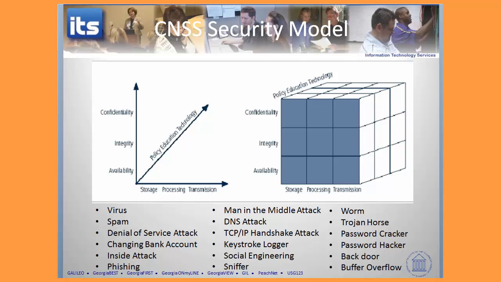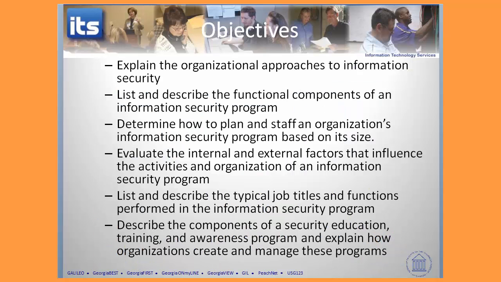Let's look at objectives again for this particular lesson. We're going to look at organizational approaches, and here are the different components associated with that. How do you plan and staff an organization? What are internal and external factors to consider? Looking at your typical job titles and functions within that organization, and then some components of a security education, training, and awareness program, and how you manage those particular projects. So it's going to be a great chapter with these kinds of objectives. Let's go into our introduction now.